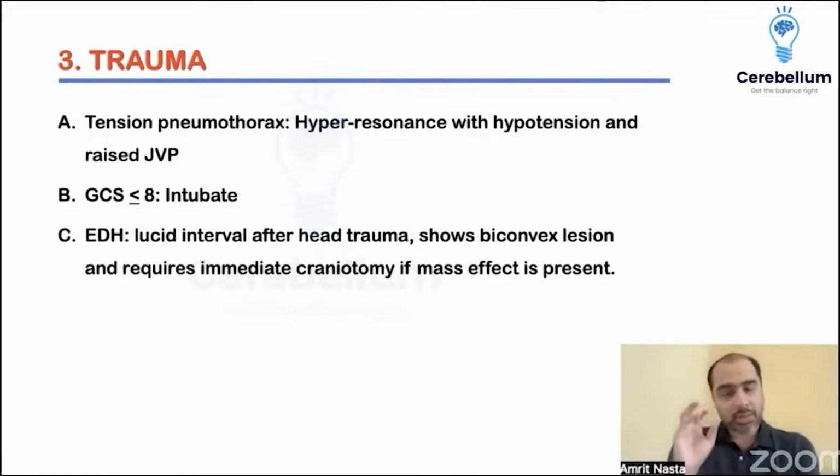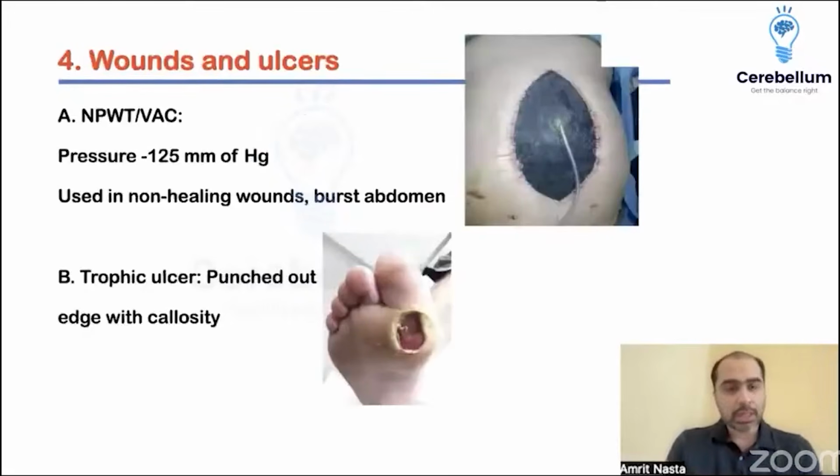So here you will see a white idli. Biconvex lesion, it may have mass effect. If it's a large EDH, the treatment will be craniotomy. Don't go for medical management. Okay, treatment will be remove the blood clot. So that is what you should know for EDH. These are very low hanging fruits. These are the kind of questions which if you make a mistake in, it will hurt you.